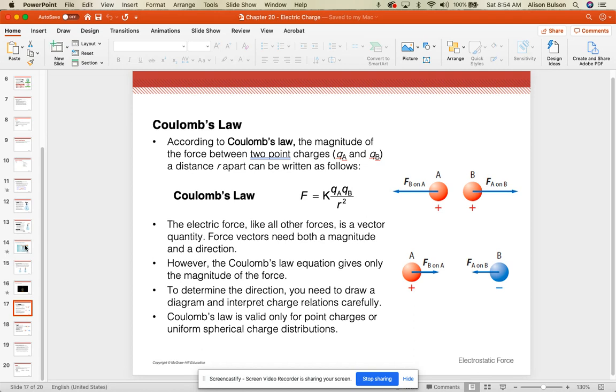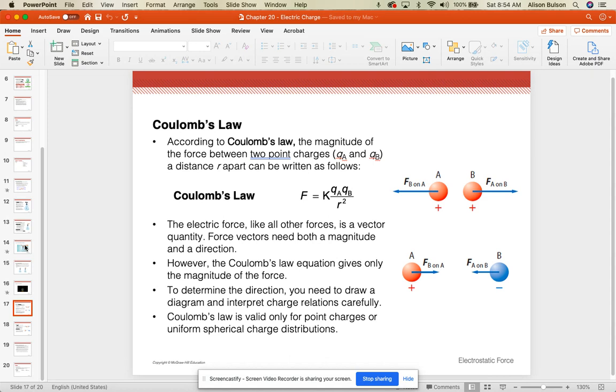So the force is equal to K, a constant, times the amount of charge on object A, times the amount of charge on object B, divided by the distance between those two objects squared. So amount of charge matters, but distance almost matters more because it's squared.